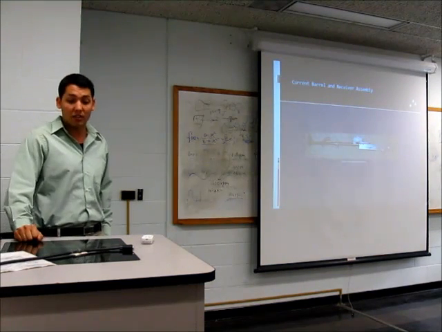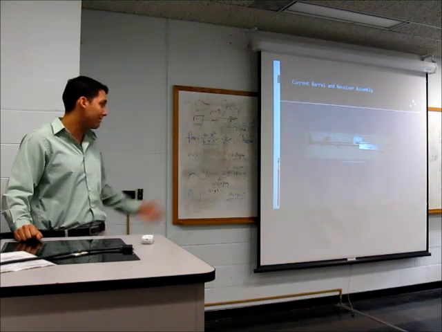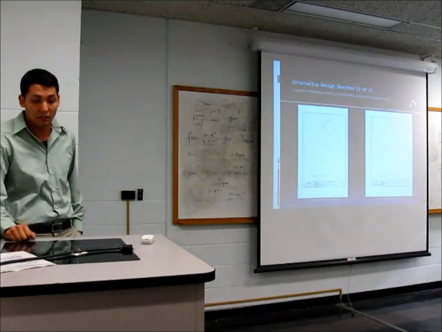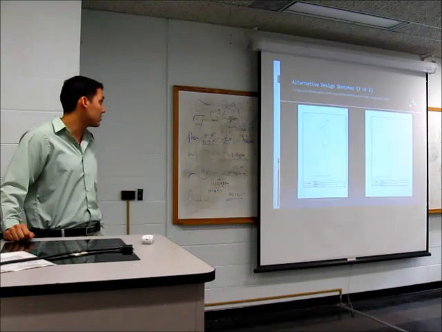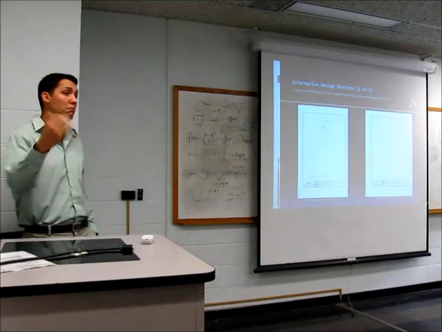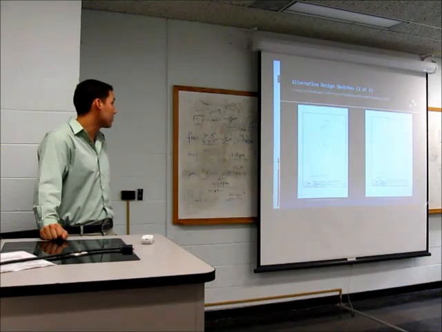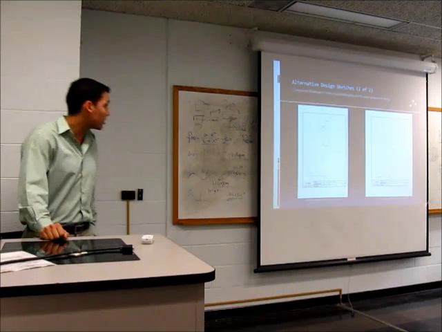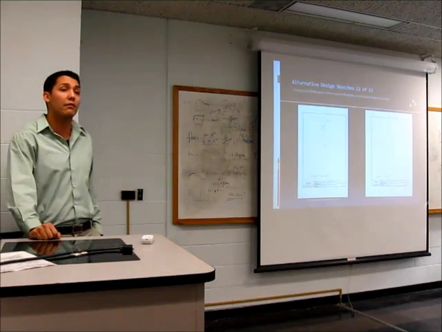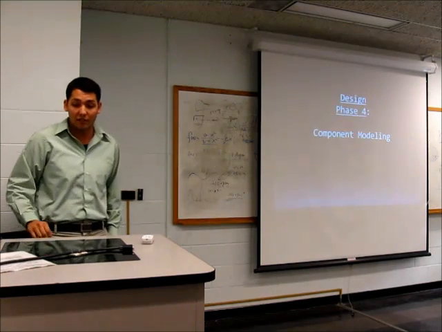Here's the current barrel and receiver assembly. Just flimsy, cheap materials, easy to make. An alternative design for this to reduce the bend in the barrel and the receiver is to increase the thickness of the receiver walls and also increase the outer diameter of the barrel itself.